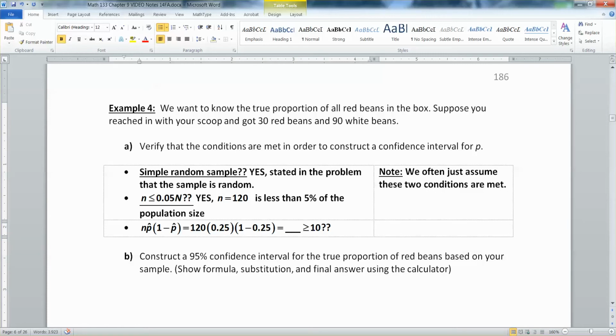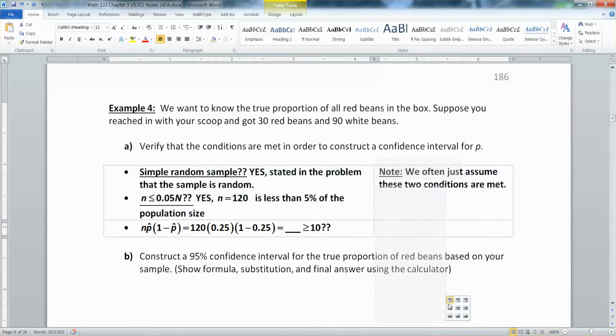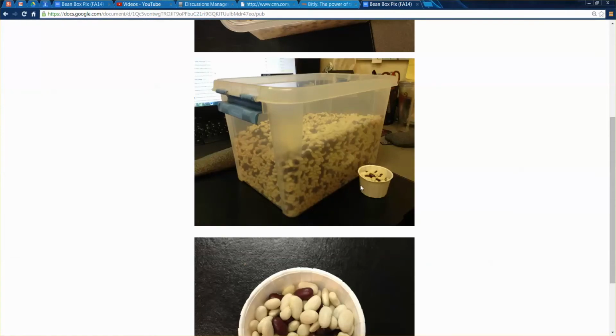Fine. Then we also want to know that little n, which is your sample size, is less than or equal to 5% of your population size. And again, we have a scoop of 120. It's a little bit hard to gauge from looking at this, but trust me, 120 is far less. This little scoop is far less than 5% of this entire box. This is a huge amount of beans, and that little scoop is not very much.